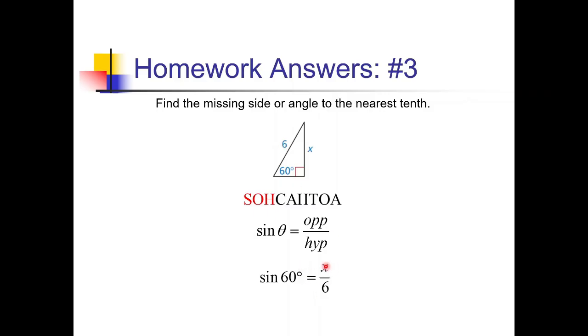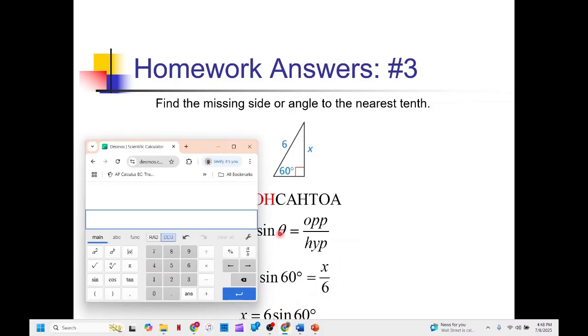And in order to solve for x, I just multiply both sides by 6. So 6 times the sine of 60. Let's see what that comes out to. So 6 sine of 60 comes out to 5.2.